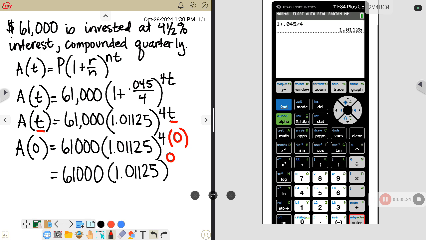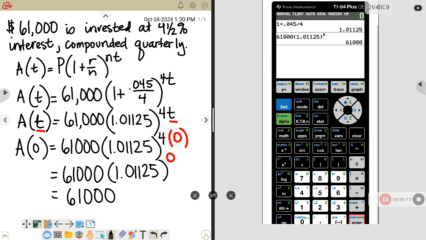And then we will put that in our calculator. So 61,000, open parenthesis, 1.01125, close. Now go up into your exponent, and your exponent is 0, and hit enter. Well, I still have $61,000 because I just put the money in. It's been 0 years. You haven't made money because you just went to the bank and put the money in. So after 0 years, you still have 61,000.